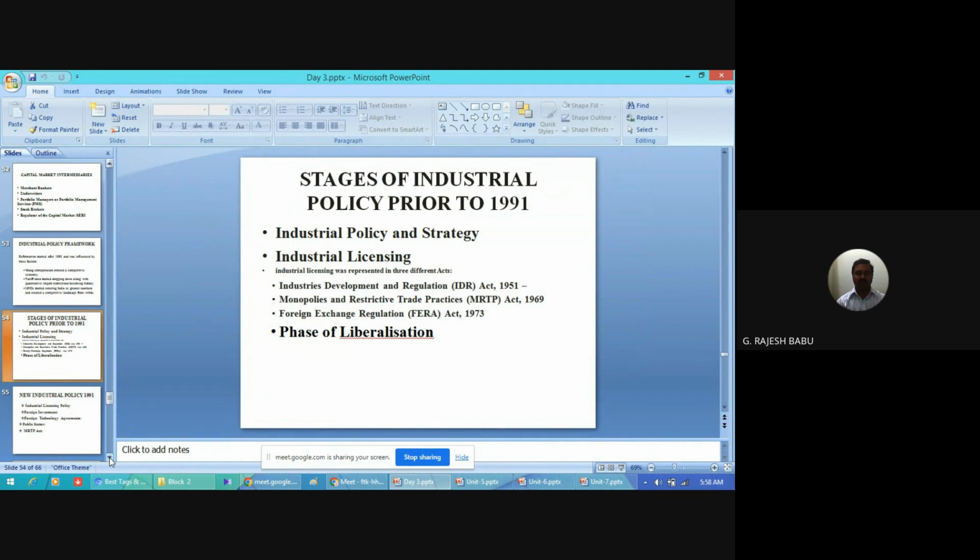Industrial policy and strategy. From the time of the second five-year plan, an industry-led growth strategy was adopted, and the strategy was based on the Industrial Policy Resolution of 1956. A number of changes had taken place during this time. The industrial policy and strategy of 1956 laid emphasis first on fast-track expansion of the heavy machine industry to lay the groundwork for the capital goods industry.